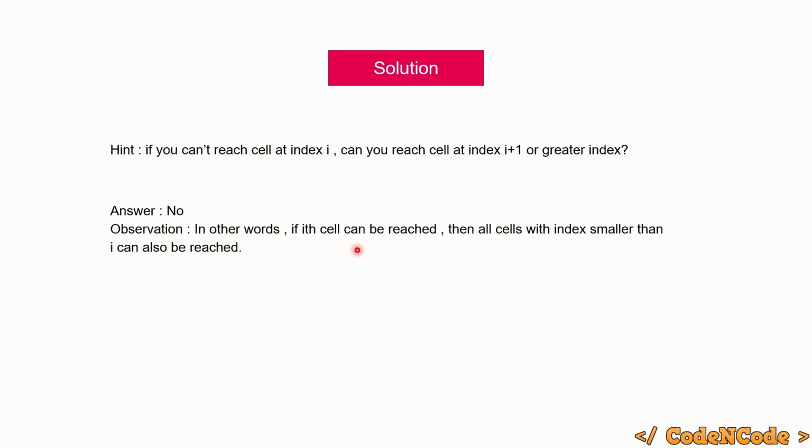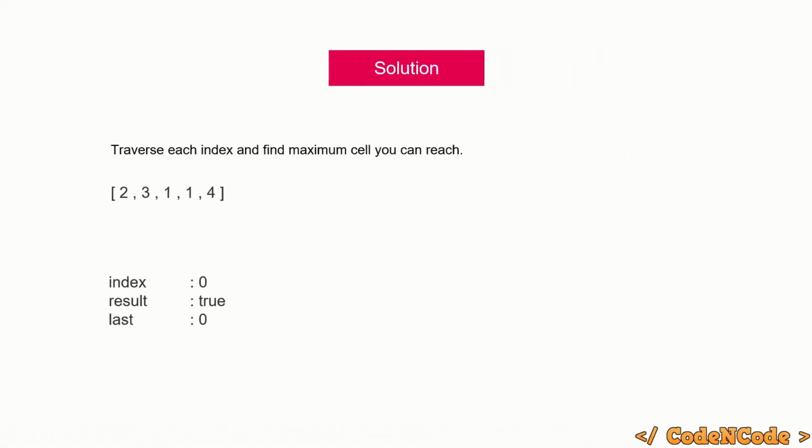So now, in other words, if you can reach cell I, that means you can reach all cells from index 0 to I minus 1, right? This is the observation that we can get out of this hint. This will help us. I'll show you in a moment. So suppose this was the input. Okay, so we will keep two things.